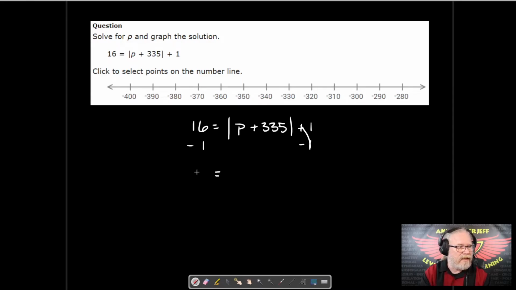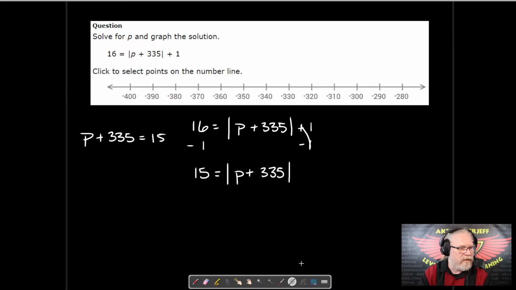So with that said, 16 minus 1 is 15. And now we have the absolute value of P plus 335. Now I'm going to set up two equations. One where it's P plus 335 equals positive 15. So let's go ahead and do that. P plus 335 equals a positive 15.